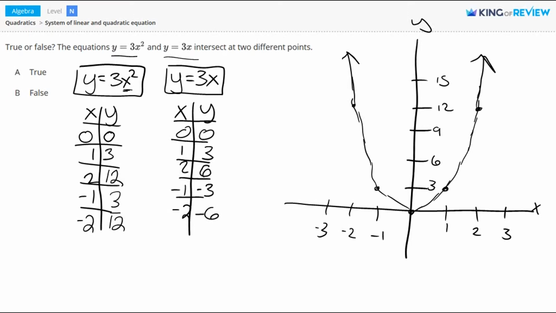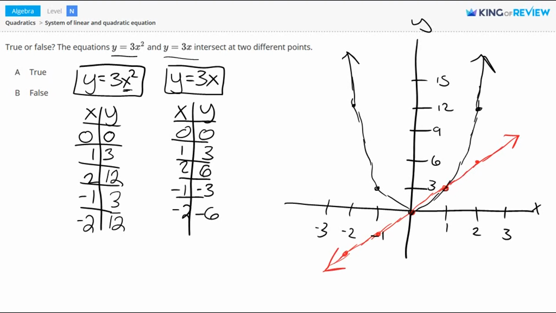So now I'm ready to plot these points on the same coordinate plane. And I'll use red. So I have the point 0, 0. I have the point 1, 3. I have the point 2, 6. I have the point -1, -3, which is right about here. And I have the point -2, -6, which is right here. So now I can use these data points to fill in the line. So I have my line here.